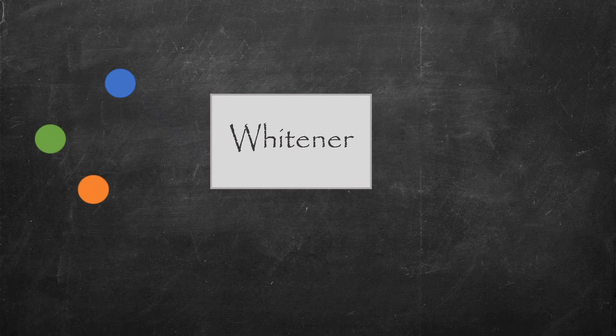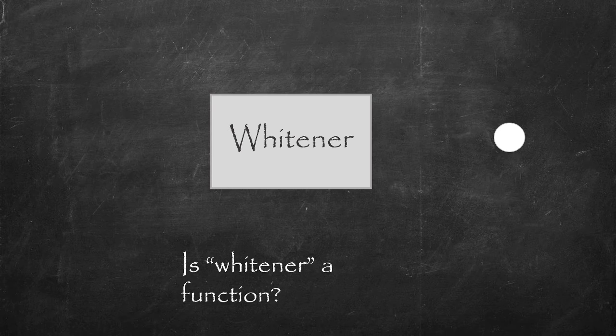Let's take a look at another example. Say you have this mysterious looking machine called Whitener, and this is what it does. You throw a blue ball inside, you get a white ball. You throw a green ball inside, you get a white ball. You throw an orange or saffron, I don't know what that is, doesn't matter, you get a white ball. Is this Whitener thingy a function?